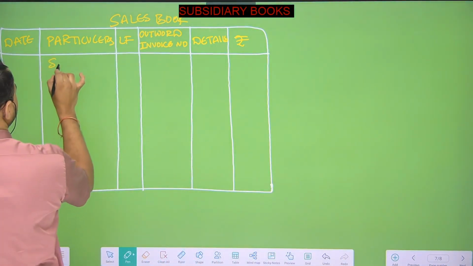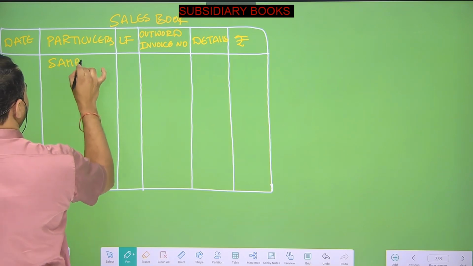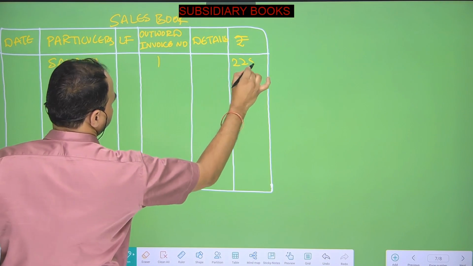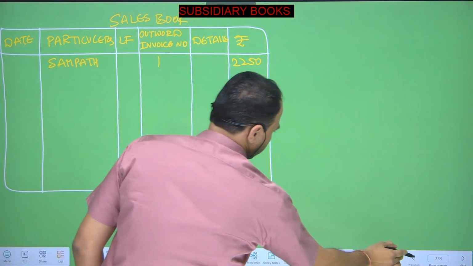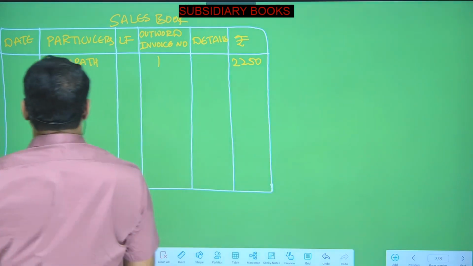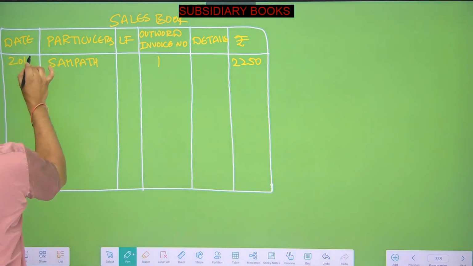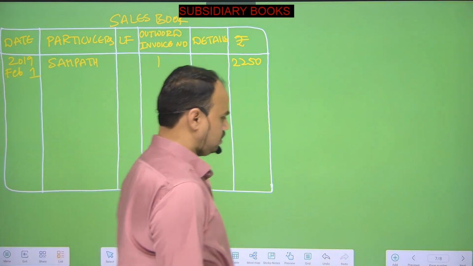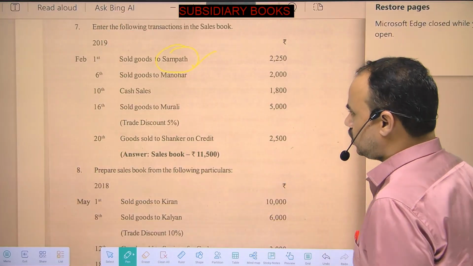So Sampath, number 1, 2250. Okay, and what is the date given, beta? 2019 February 1st. That's it, completed. Same as the purchase book.